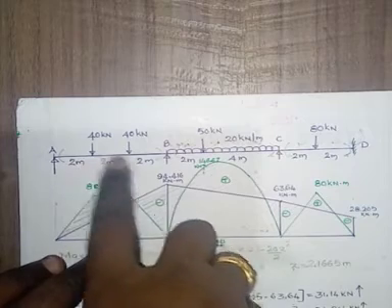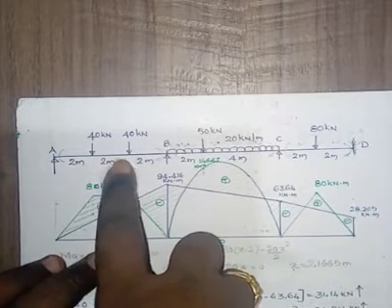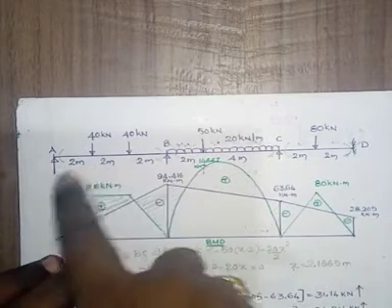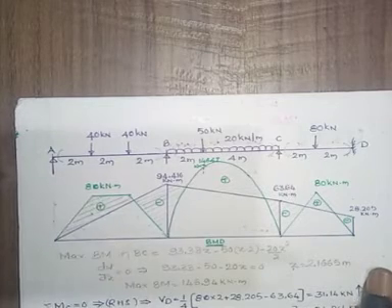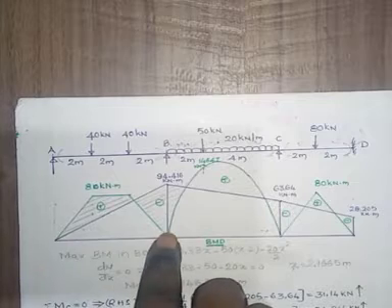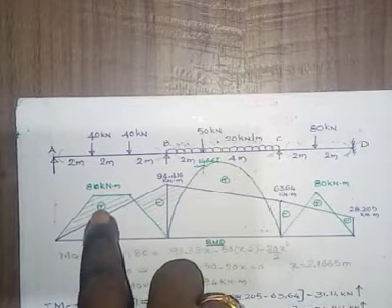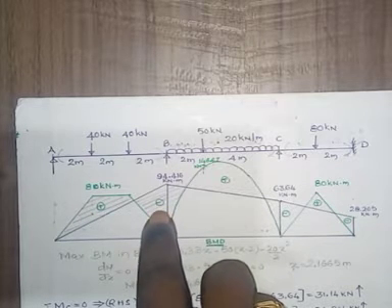Here this one is subjected to 2-point loads, that is 40 kilonewton each. The support reactions both RA and RB are equal, that is 40 for each. 40 into 2, this is 80. 80 remains constant. Then at support it is 0. Then this is the bending moment diagram. It is a trapezium, this one is positive, and this support moment that is hogging, that one is negative.